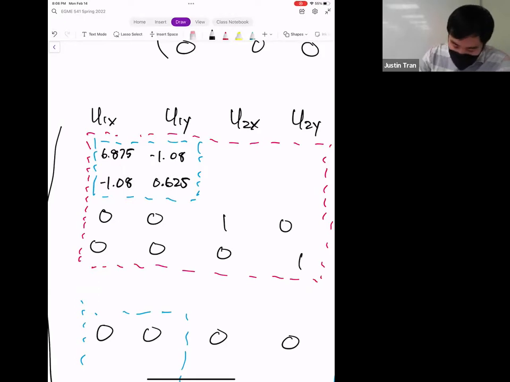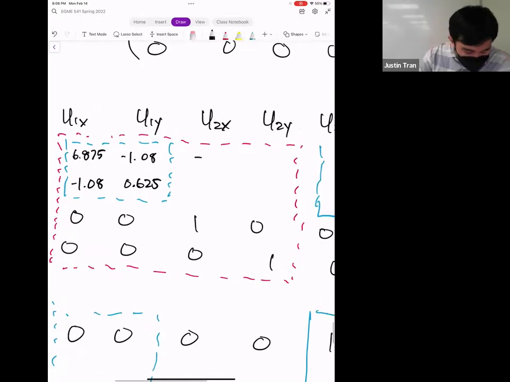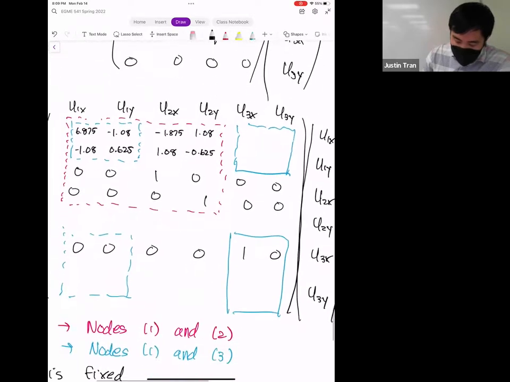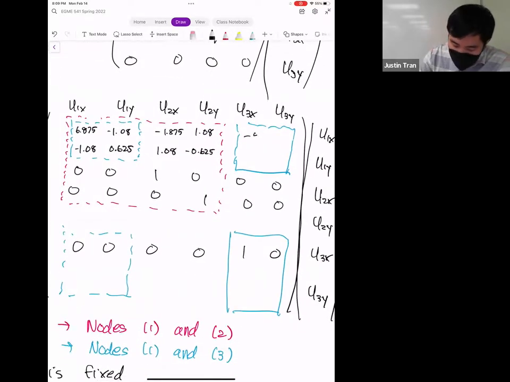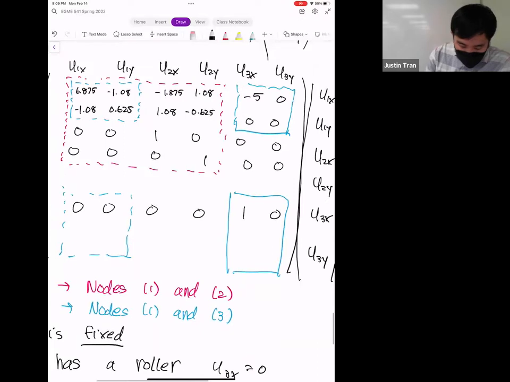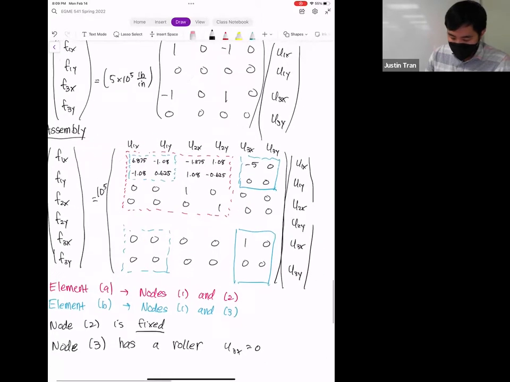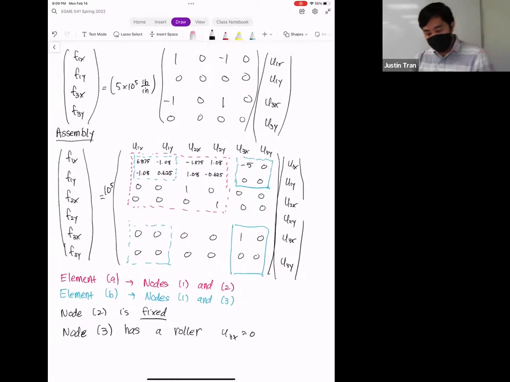And then for these entries right here, we have a minus 1.875. For this one right here, we have a 1.08. This one right here, we have a 1.08. This one right here, we have a minus 0.625. And then for the top right here, we have a minus 5, 0, 0, 0. And then for the final row, we have 0, 0, 0, 0, 0, 0.